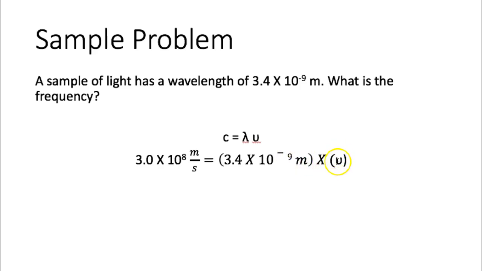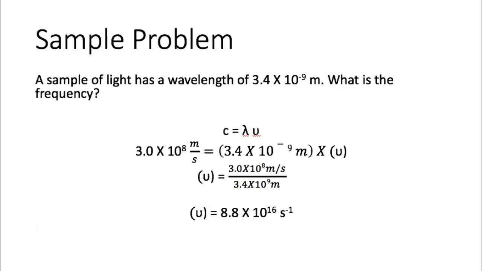In order to get frequency by itself, we're going to have to divide both sides by the 3.4 × 10⁹ meters. So when we do that, we're going to take 3.0 × 10⁸ meters per second divided by 3.4 × 10⁹ meters, and we get 8.8 × 10⁻² seconds to the -1 power.